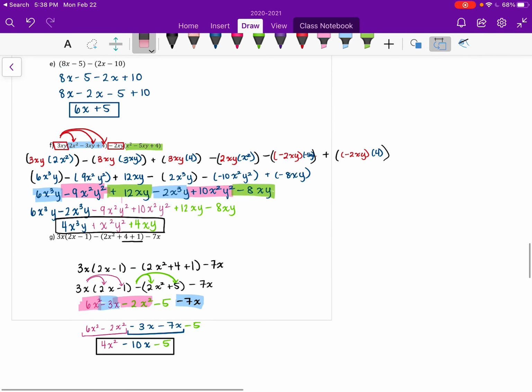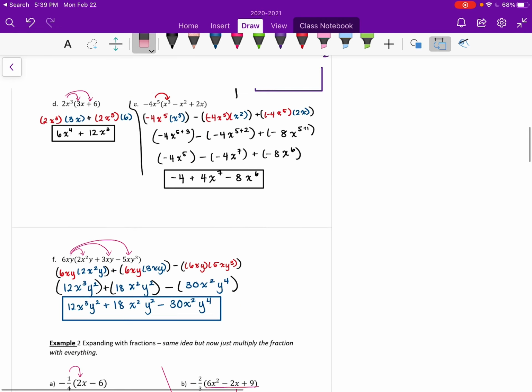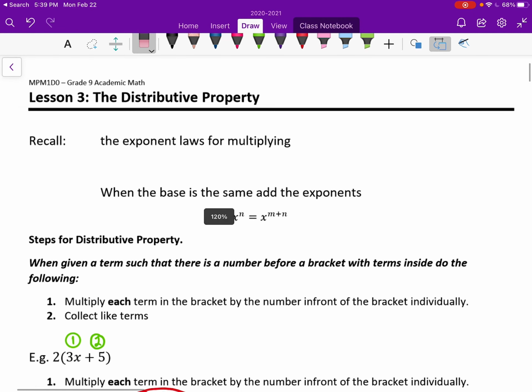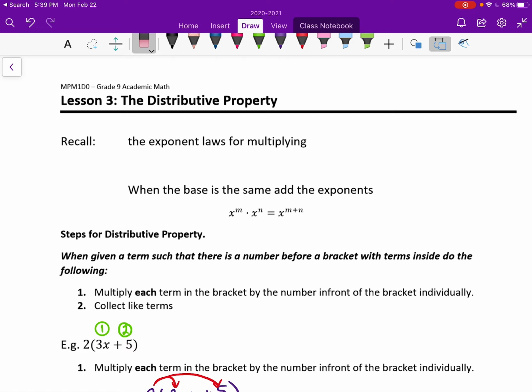That's lesson 3. Do the homework questions. This is really important. So please, please, please, if you do not understand distributive property, very important. It follows us throughout the quadmaster.